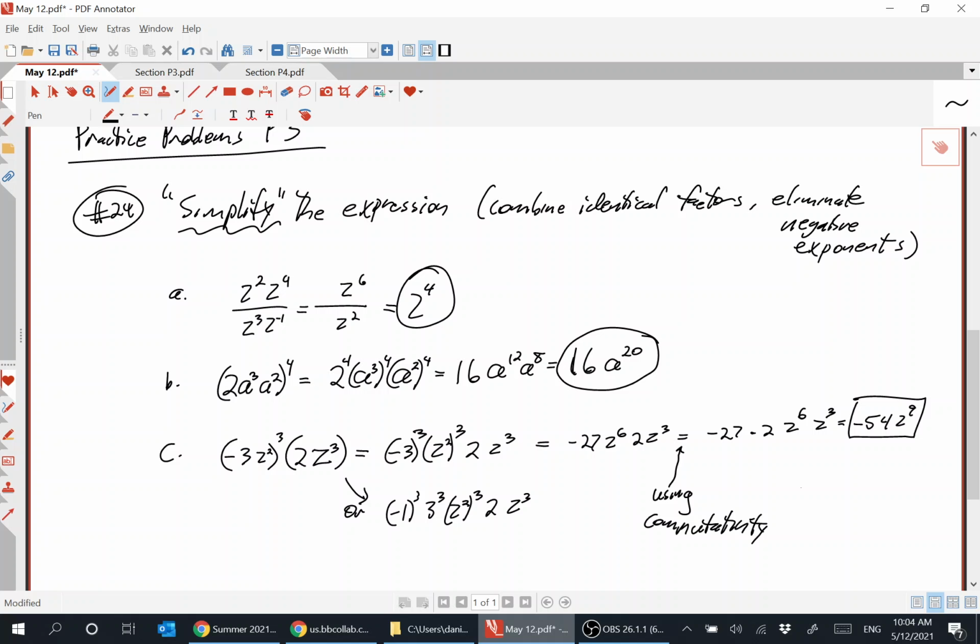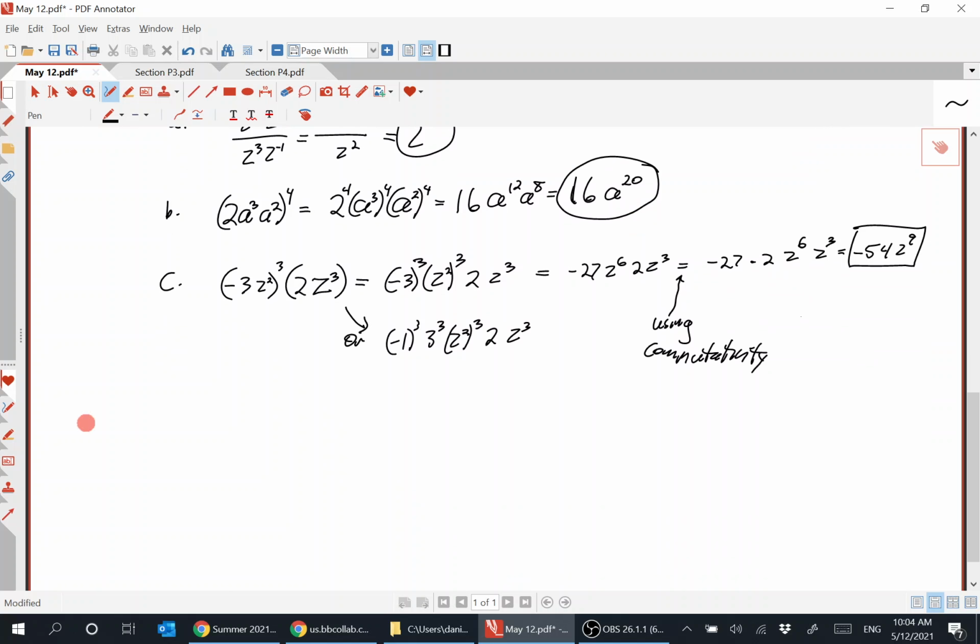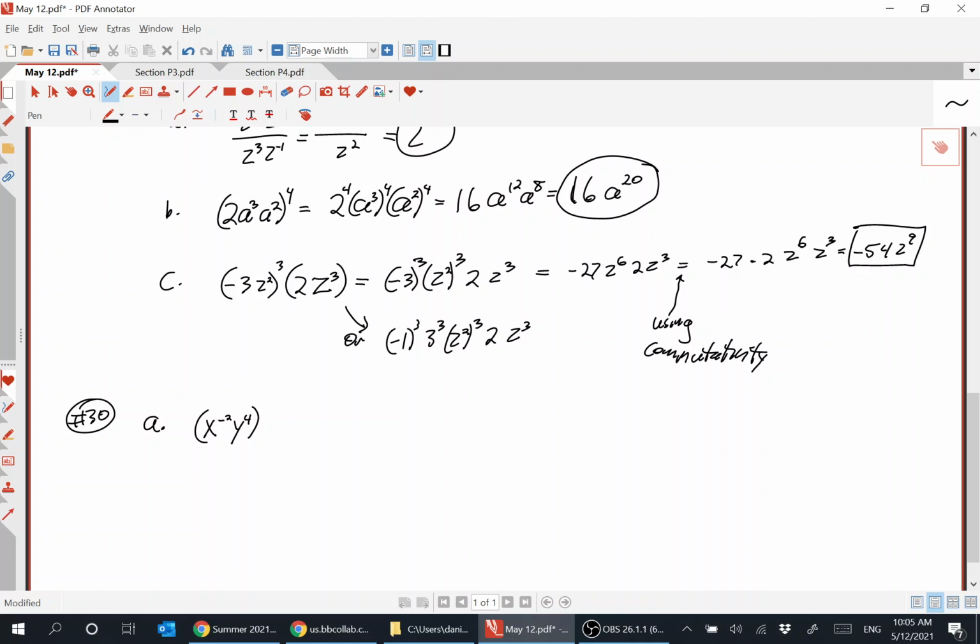Simplify the following expressions. So, again, there's 3 parts here. x to the minus 2 times y to the 4th, all to the minus 3 power. So just that.